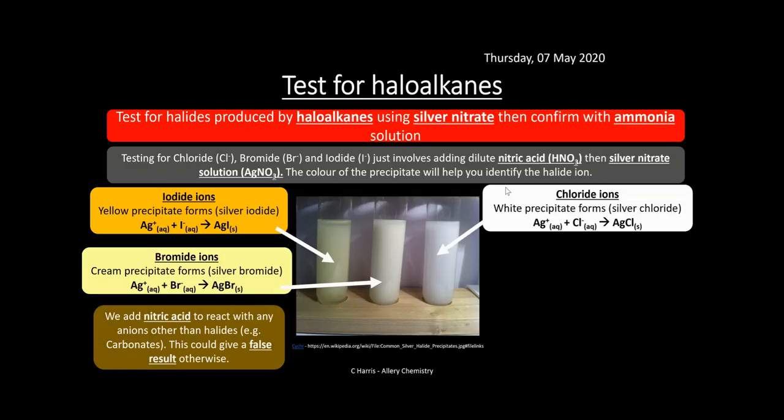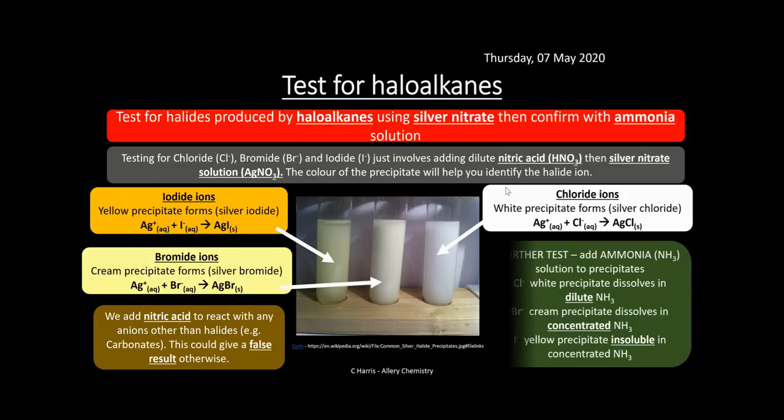And what we've got to do as well, because the problem with this is that, yes, you'll get your precipitates caused by the halide ions. However, there are other impurities in there that can also react with your silver nitrate that could produce a cloudy precipitate. So to get rid of this, we add nitric acid. And that gets rid of other impurities such as carbonates, which could give you a false test.